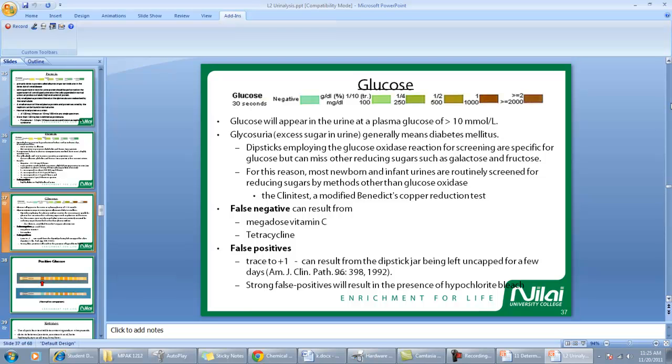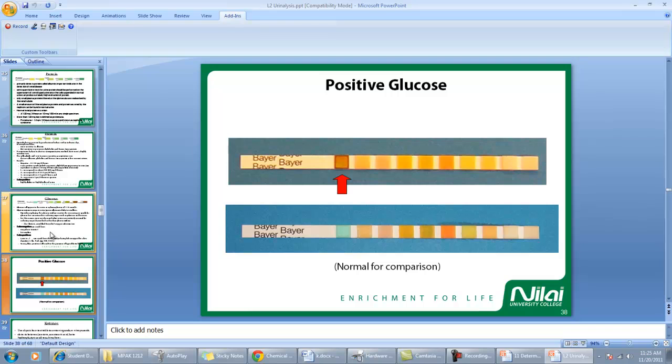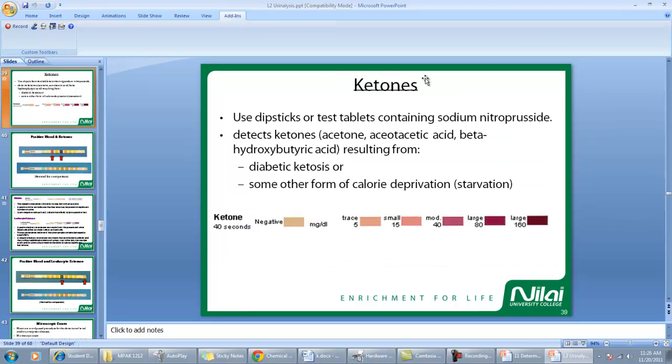False negatives can result from megadose vitamin C and tetracycline. False positive trace to 1 plus can result from a jar being left uncapped for a few days. A strong false positive will result in the presence of hypochlorite bleach. A positive glucose, you can see the first one. Ketones: the strip or test tablet contains sodium nitroprusside, which detects ketones: acetone, acetoacetic acid, and beta-hydroxybutyric acid resulting from diabetic ketosis or some other form of calorie deprivation or starvation.